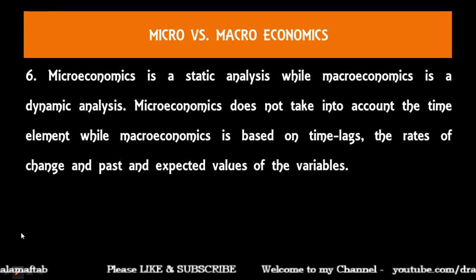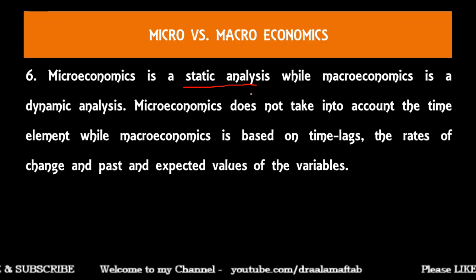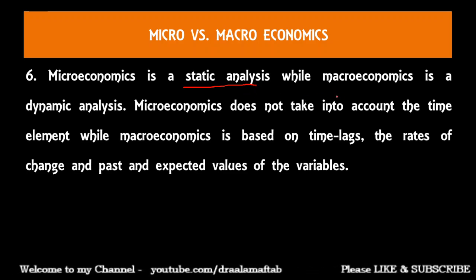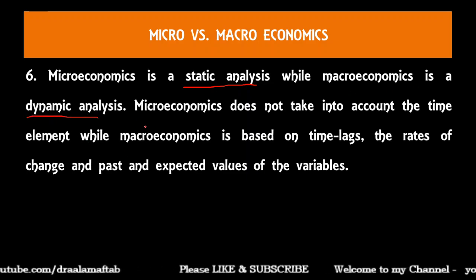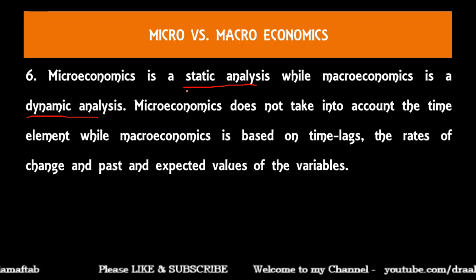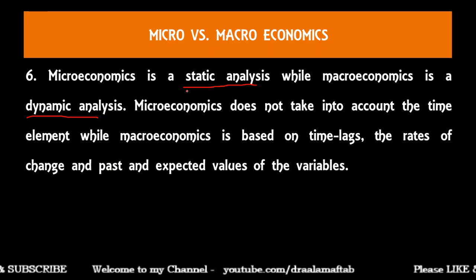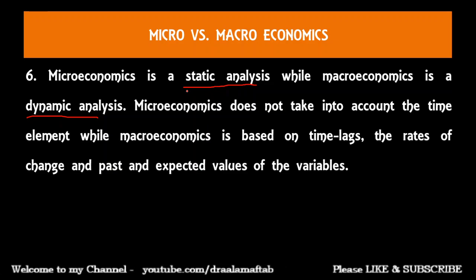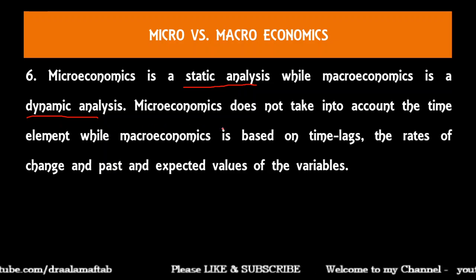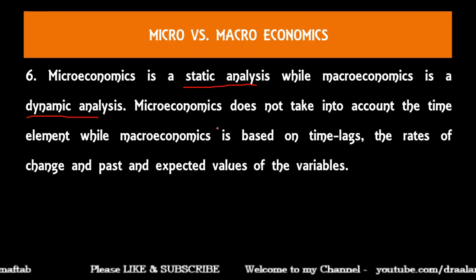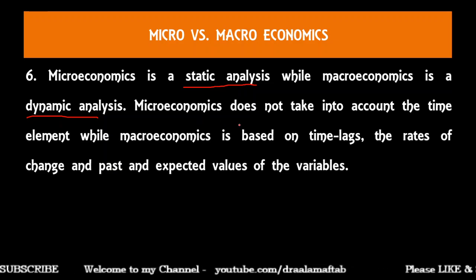Sixth one, microeconomics is a static analysis. It is not dynamic, whereas macroeconomics is dynamic in nature. Because in case of microeconomics, we consider things as constant. At a point of time, we try to measure it and see the variable changing, whereas in case of macroeconomics, all variables are free to change, and then we try to see the simultaneous equilibrium.